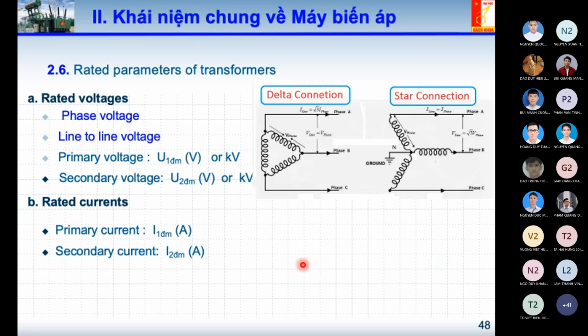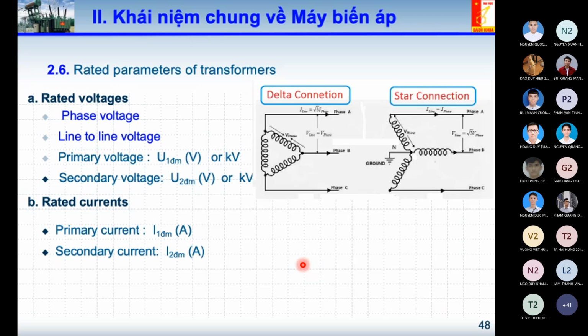Of course the unit of the primary current or the secondary current is normally ampere or kiloampere, depending on the values of the current flowing in the winding and also on the load capacity. If the load capacity is very big, the current is very high, and for that, instead of using the unit ampere, they can use kiloampere.